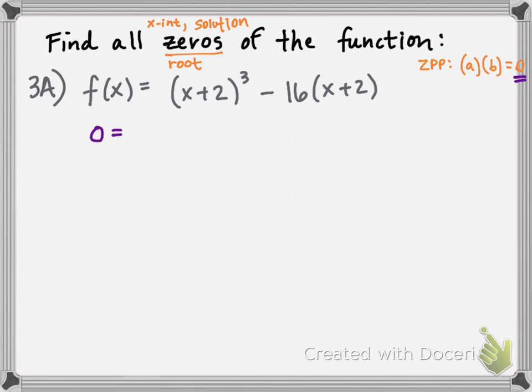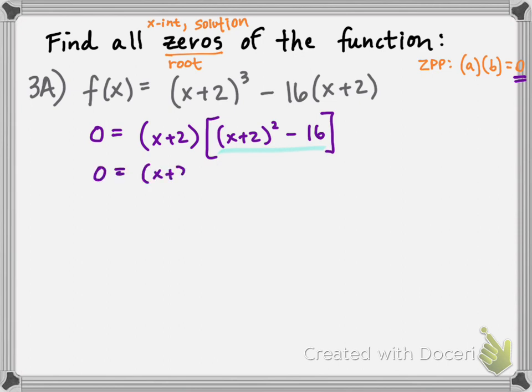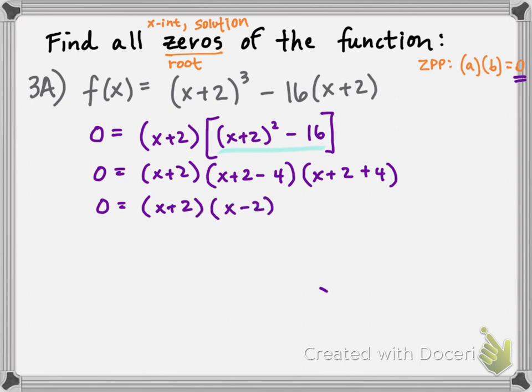So I have 0 is equal to, let's factor this, x plus 2 is the common term of x plus 2 squared minus 16. Well, notice this is a difference of squares. So we have 0 is equal to x plus 2 times x plus 2 minus 4, right? Because that's the square root of 16. Or x plus 2 plus 4. From here, let's simplify that. 0 is equal to x plus 2 times x minus 2, or when I add this, I get x plus 6.